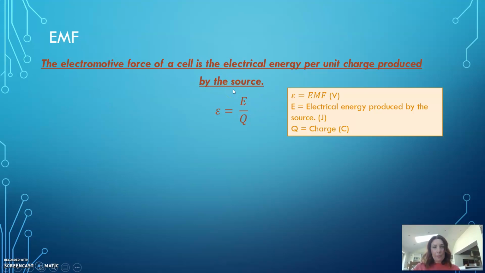Okay, so if it's a cell, that will be from a chemical reaction, or it might be some other source, maybe like a solar cell or something. Units, EMF is measured in volts, electrical energy is measured in joules, and charge is measured in coulombs.